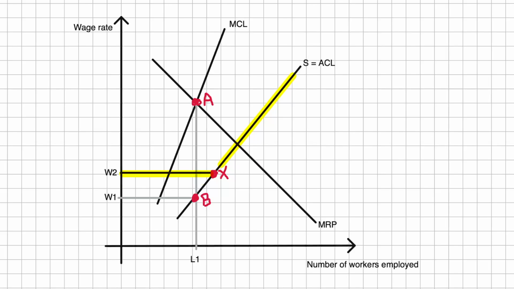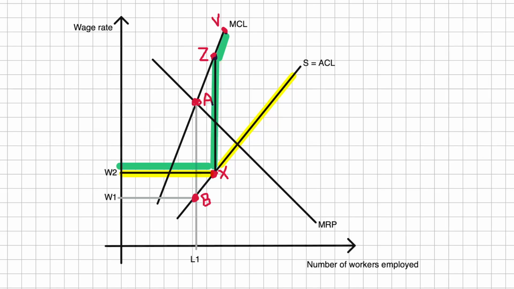Here's the key bit, and this is where most students get stuck. Up to L2, hiring an extra worker costs the firm exactly W2. No wages change, so MCL equals W2. But if the firm tries to hire more than L2, it must raise wages. And it must raise them for all workers, not just the extra one. That causes a sudden jump in the marginal cost of labour. This jump is shown by the vertical gap from X to Z. Beyond that point, the MCL curve slopes upward again, shown by the line ZV. That's why we say the MCL curve is double-kinked.